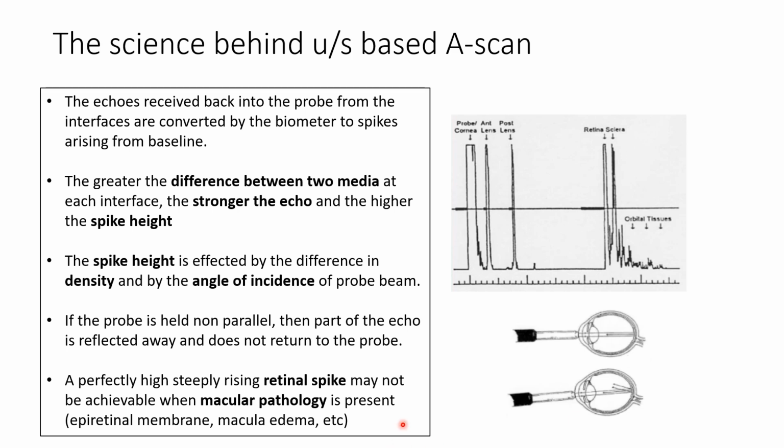A perfectly high, steeply rising retinal spike may not be achievable when macular pathology is present. That is, if the eye has an epiretinal membrane or a macular pathology like macular edema.